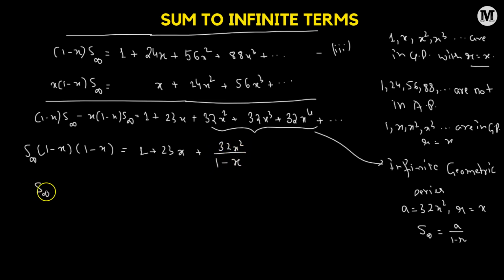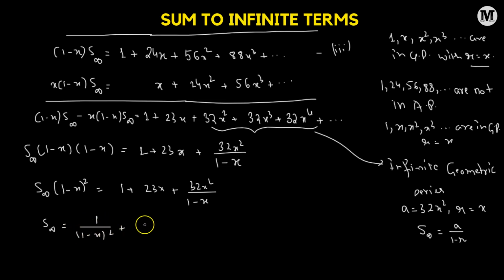On the left hand side, we have S infinity multiplied to 1 minus x whole squared added to 1 plus 23x plus 32x squared over 1 minus x. So what we'll do, we're going to divide each term with 1 minus x whole square. So we get 1 over 1 minus x whole square, added to 23x divided by 1 minus x whole square, added to 32x squared divided by 1 minus x whole cubed.